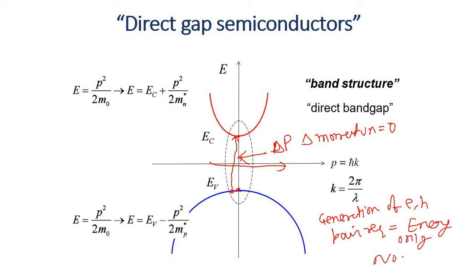no momentum required. Momentum means vibration or something like phonon, a representation of a particle for momentum. So there is no momentum required for generation or recombination, because the electron jumps from this point to here, it doesn't need any momentum because delta P is 0. Okay, this is very important. So direct band gap means there is no change in momentum in the band structure.